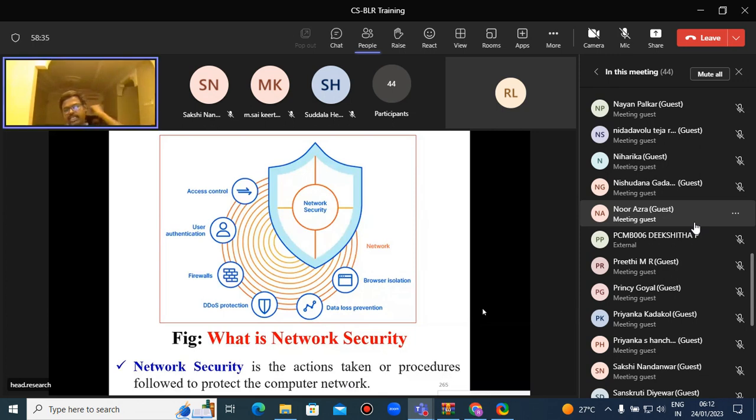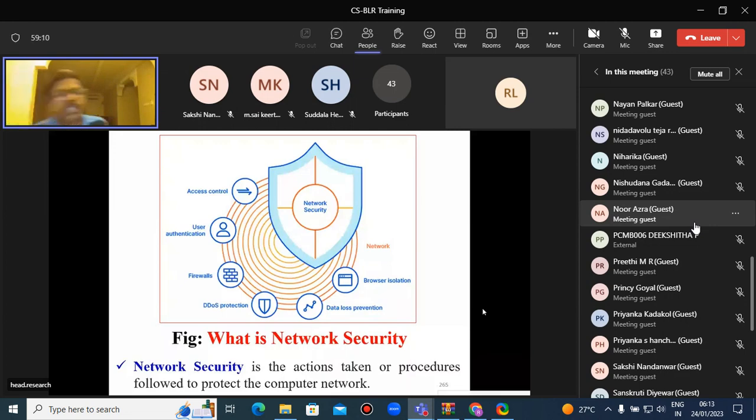User authentication. If you are an authorized person, you are entering into the network level and you can alter the data, modify the data, record the data, etc. Access control. If you are a valid user or authenticated person, then only you will get the access control permission. So network security is the actions taken or procedures followed to protect the computer network information. That is called network security.